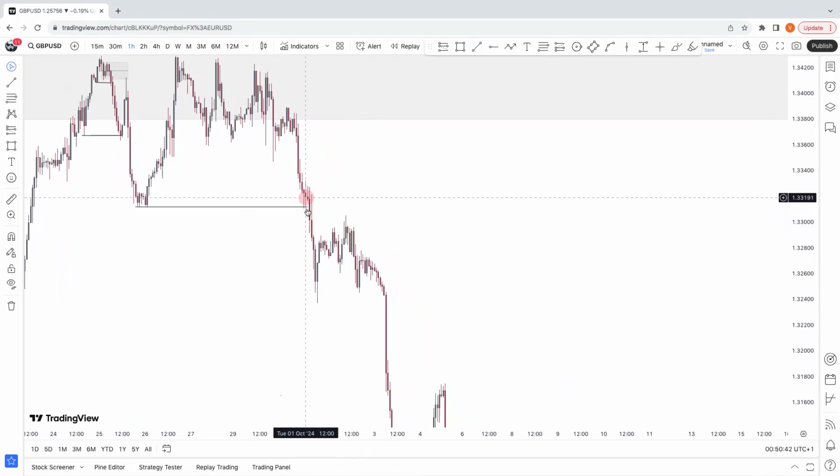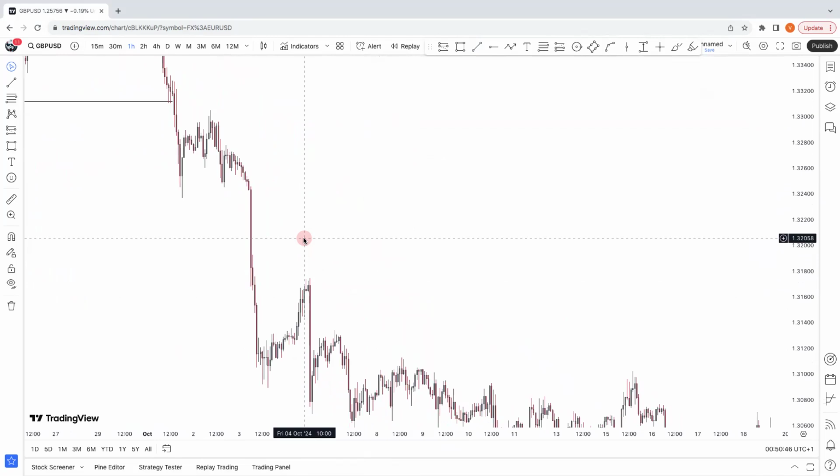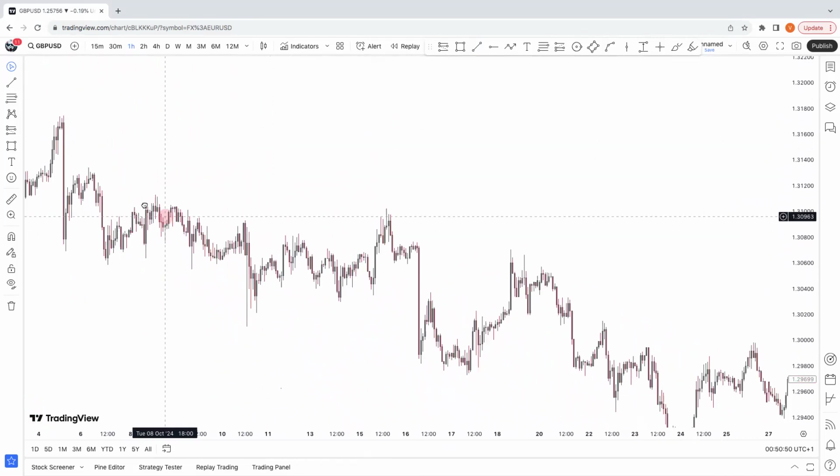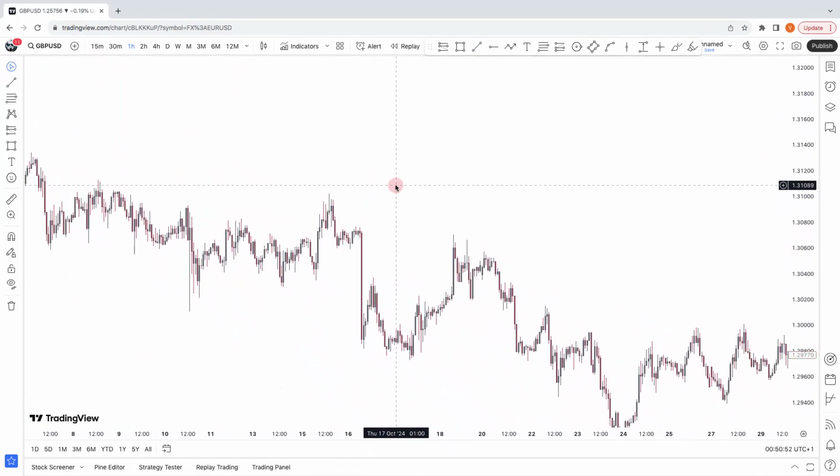And after this confirmation, look at what price did. Aggressive selling all the way down. Aggressive selling, right? Price started selling aggressively. So let's just try to catch some trades and you will see.